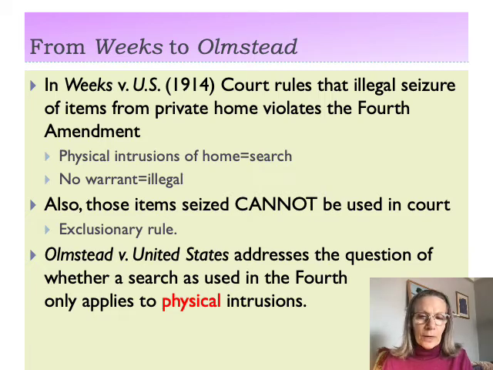Now, this brings us to the three cases that I listed at the start of the lecture, which is Olmstead versus the United States. Olmstead addresses the question of whether a search, as used in the Fourth Amendment, only applies to physical intrusions into your house. Or are there other types of intrusions, like listening into what's going on in your house? Does that actually constitute a search? So let's look at the case Olmstead.